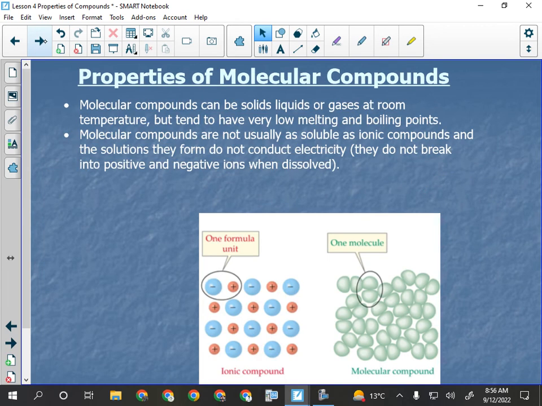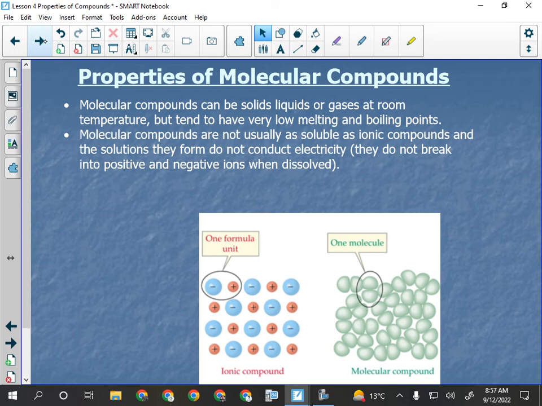Now, molecular compounds. Molecular compounds can be solids, liquids, or gases at room temperature. Gee, that's helpful. They could be anything. Well, I know ionic compounds have to be solids, so in a way that's helpful. If I get something that's a liquid, I know it's not ionic. It's definitely a molecular compound, and then I can look at my list of unknowns and say, it's not that one, it's not that one, because it's definitely molecular.